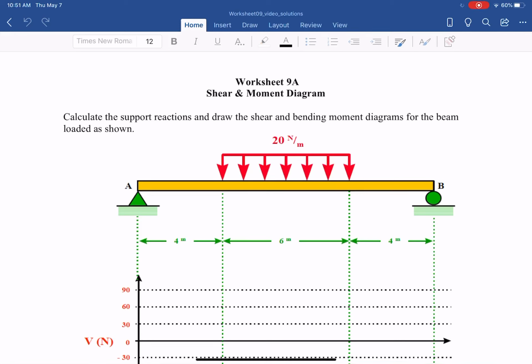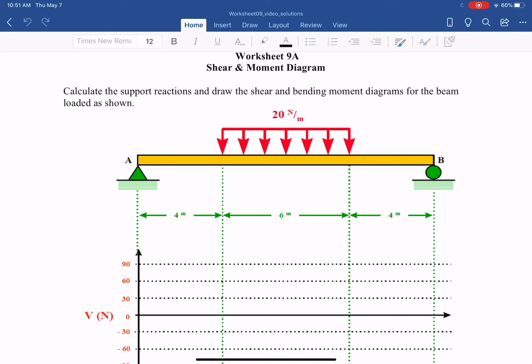Worksheet 9A, shear and moment diagram. Calculate the support reaction and draw the shear and bending moment diagrams for the beam loaded as shown. And this is a simply supported beam, pin at A and roller at B.